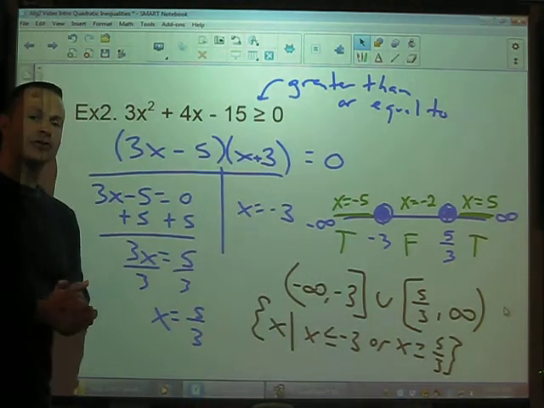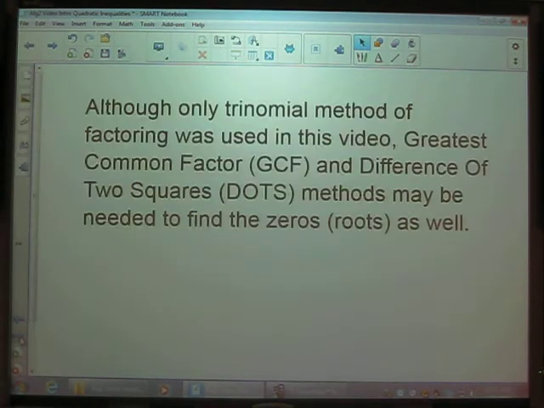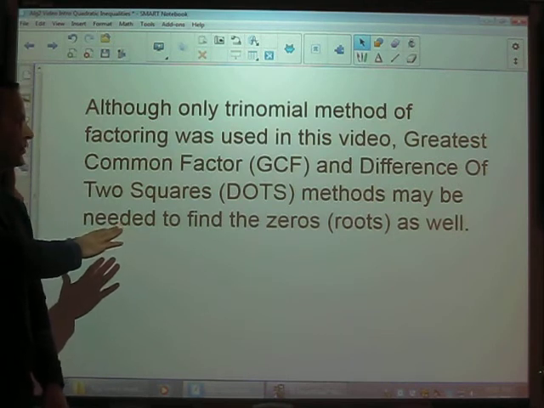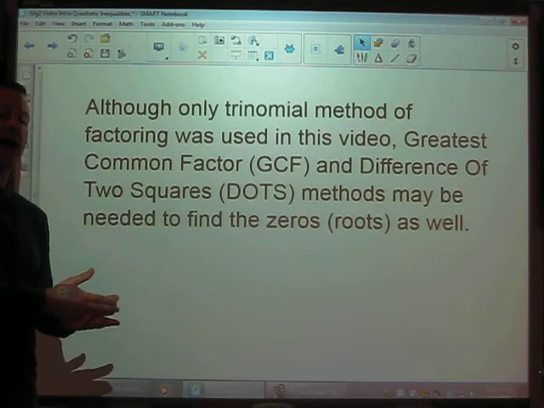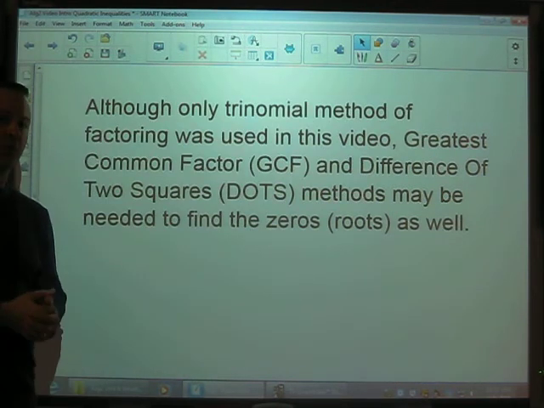Okay. So that's how you solve a quadratic inequality algebraically. And not that this needs to be copied down for my students, but just realize you could have also had greatest common factoring involved, or the dots method, or factoring by conjugates as well in this process.